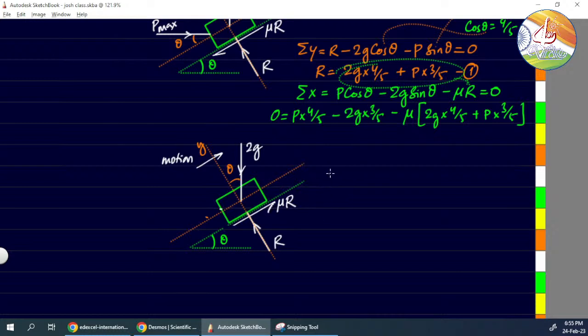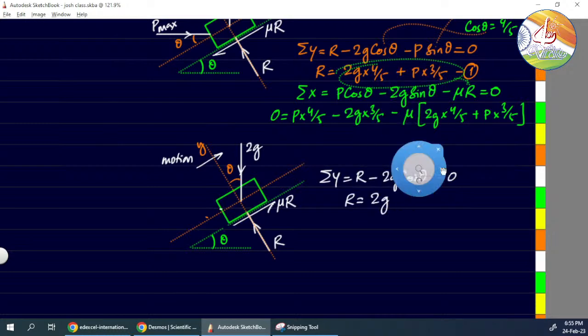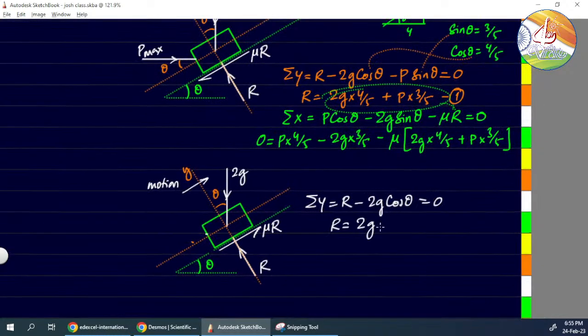So first we need to find sigma y. So R is upwards minus 2g cos theta. This total should be 0. So R equals 2g cos theta. Cos theta is how much? Cos theta, here we found, is 4 by 5. So the R value is 2 4s are 8, 8g by 5. This is the value of R.